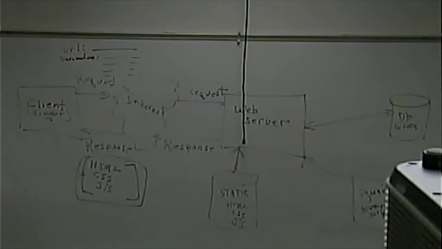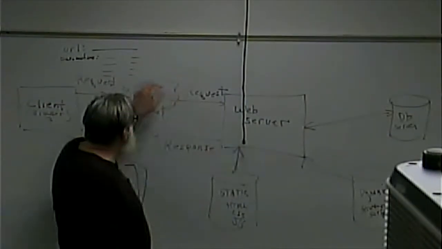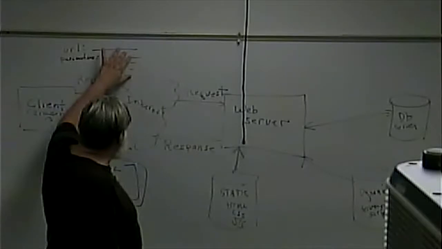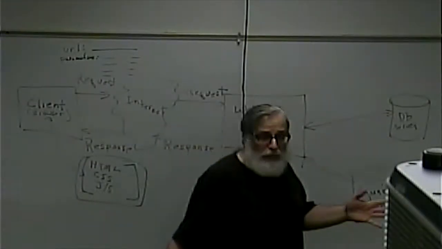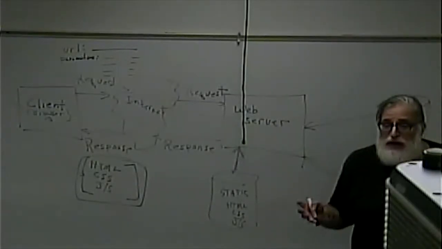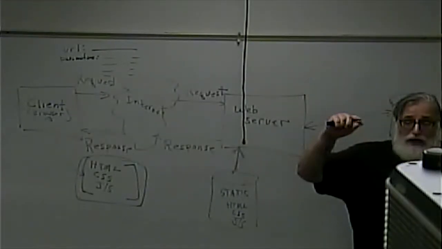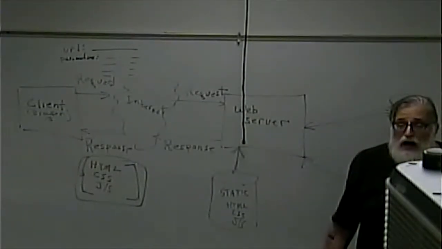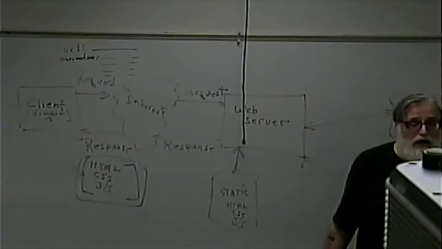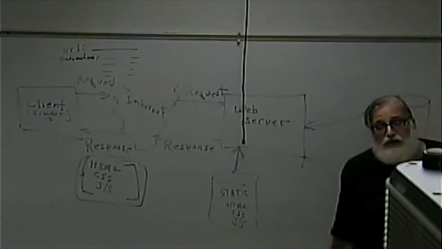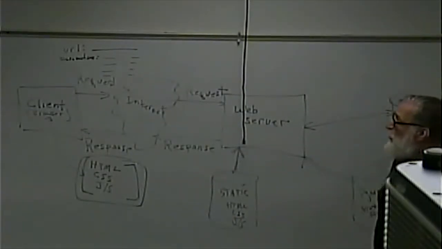So the web server has a tougher job with these dynamic pages because it has to take all these parameters that were supplied by the user, typically through a form on a web page. You go to Google, there's a box for you to type in what you want. On Facebook, a username and password for you to type in. On Canvas, same thing.